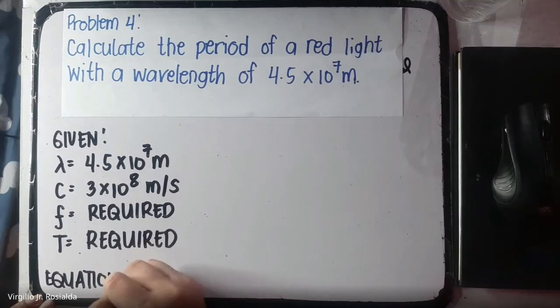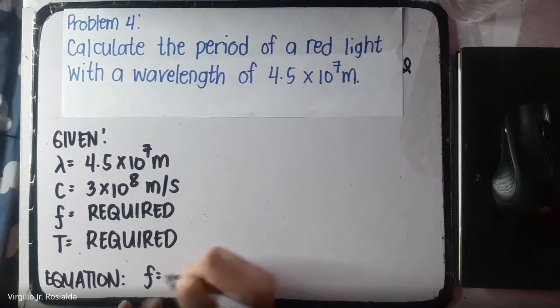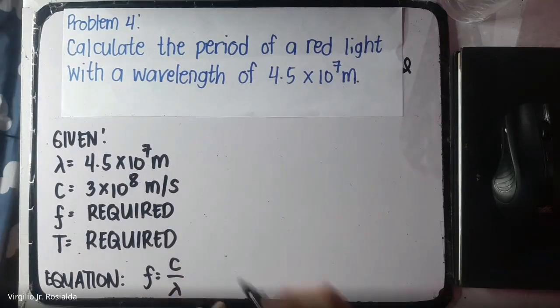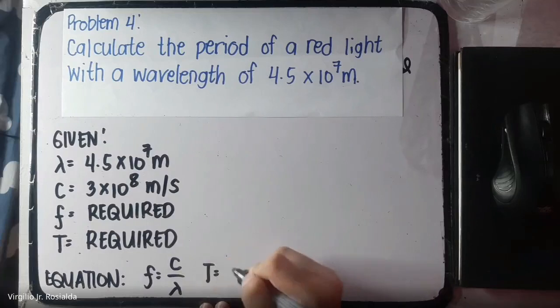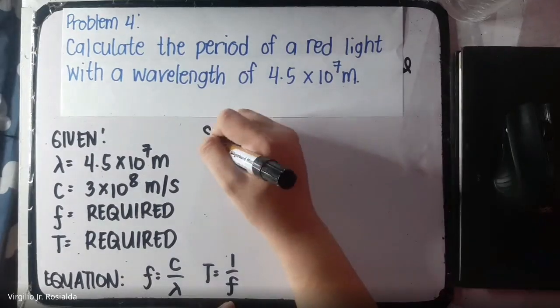Equation. Okay. Ano yung equation natin? Frequency, f equals c over lambda. And aside from that, meron tayong T is equal to 1 over f. Okay, so yan yung dalawang equation na gagamitin natin. Doon muna tayo sa f. Solution.